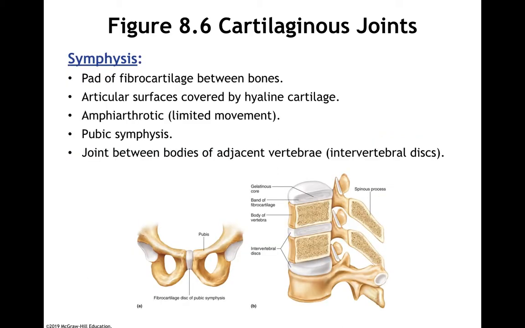A symphysis, on the other hand, is a pad of fibrocartilage between the bones. It covers articulate surfaces. Those surfaces themselves are covered with hyaline cartilage, as we'll see more later when we talk about synovial joints. These are amphiarthrotic. They allow for limited movement. A good example of this is the pubic symphysis. And also the joints between the individual vertebrae, which we will refer to as the intervertebral discs.